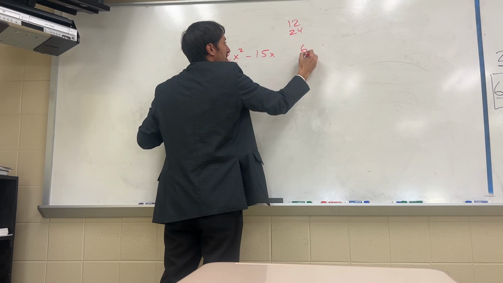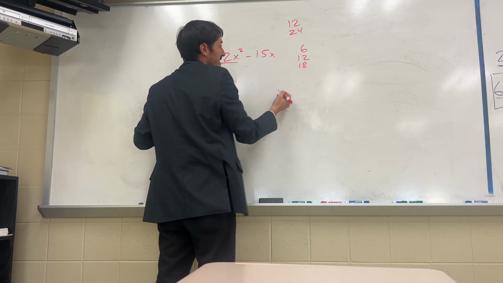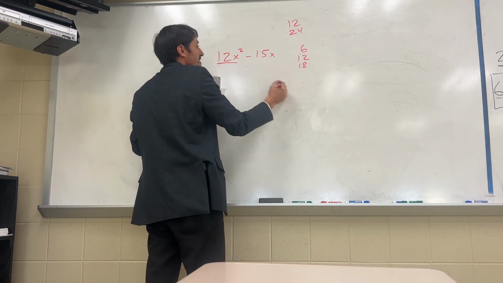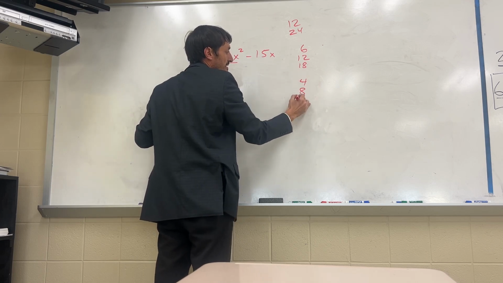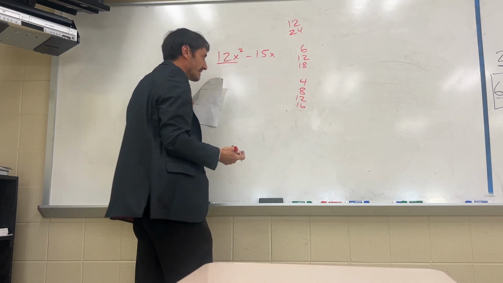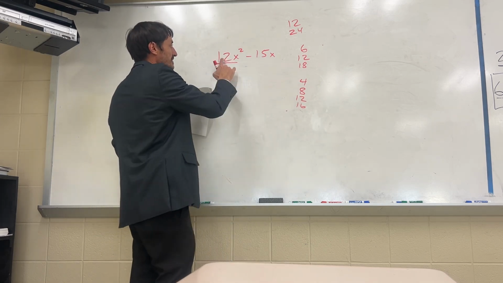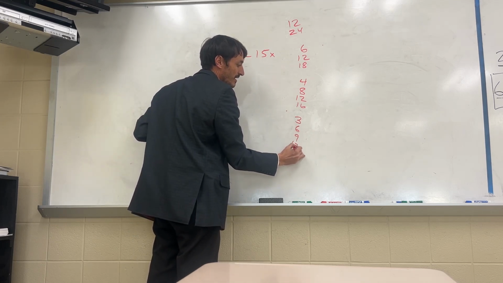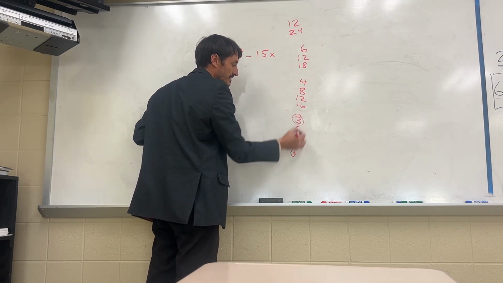Okay, let's try the next biggest number that goes into 12. Let's try 6. 6, 12, 18. That's not going to produce a 15. Try the next biggest number that goes into 12. That's 4, 8, 12, 16. That's not going to work. So what's the next biggest number that goes into 12? That's 3. 3, 6, 9, 12, 15. There it is. There it is.